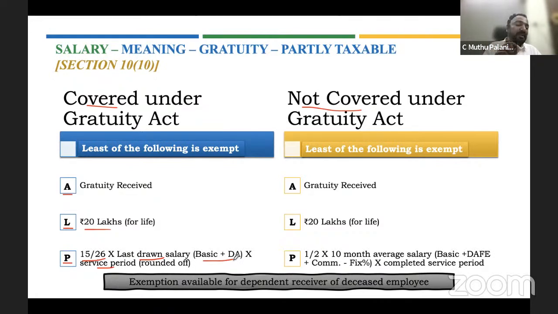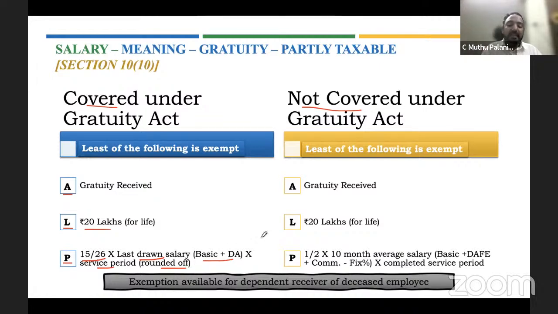And service period is rounded off. What do you mean by that? If it is 6 months or more, it is converted into 1. For example, if it is 26 years, 7 months, it will become 27 years. If it is 26 years, 5 months, it will become 26. So it is rounded off. If it is 6 months or more, it will automatically be rounded off to the next number.